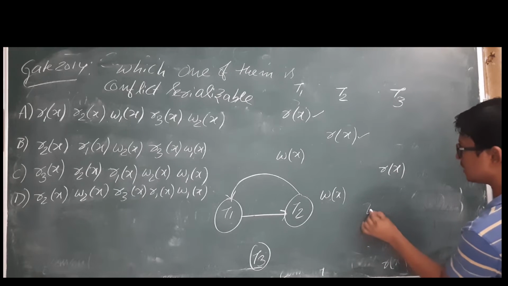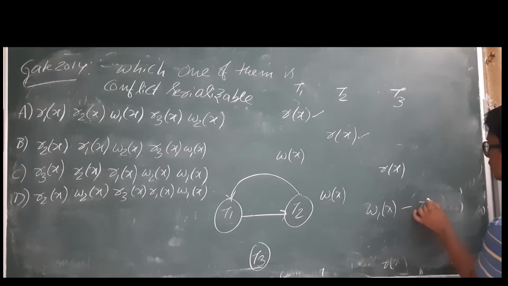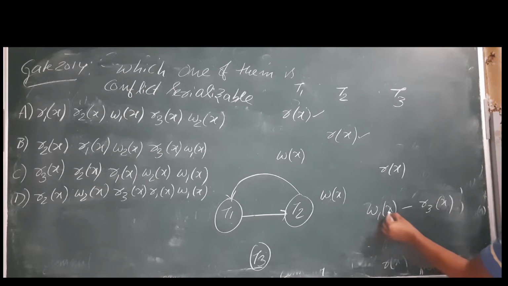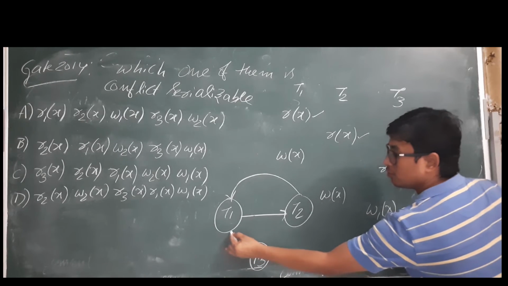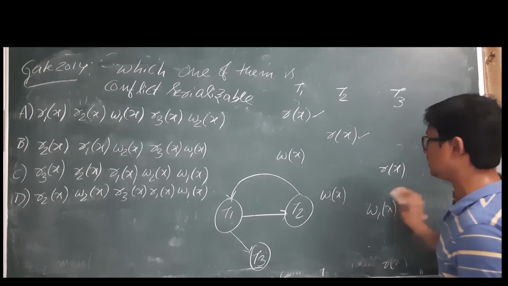So what I can write is: the write operation in transaction 1 is conflicting with the read of x in transaction 3. So what do I have to draw? I have to draw an edge from transaction 1 to transaction 3. So there will be a directed edge from transaction 1 to transaction 3.